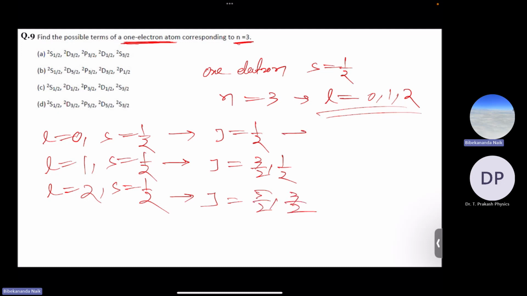So here S equal to half means all will be doublet terms. So it will be 2S1/2. From this it will be 2P3/2 and 2P1/2, 2D5/2 and 2D3/2. So these will be the five terms. So as you have pointed out correctly, the correct option will be option B. Option B has all these five terms.